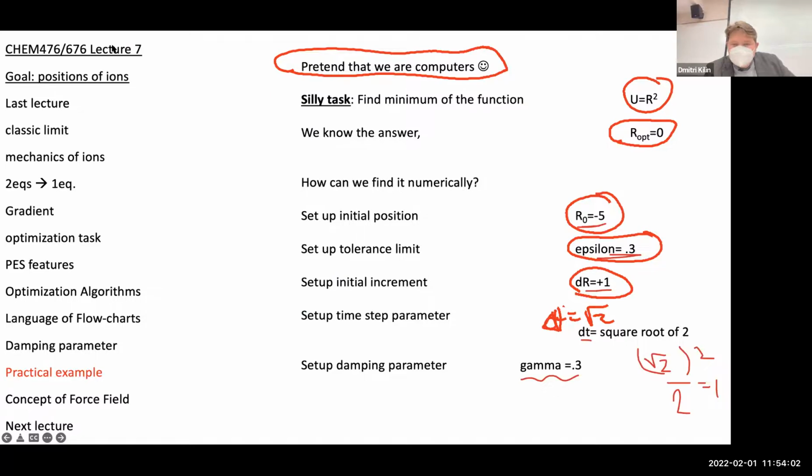So here I suggest some parameters. Initial r naught will be -5. The criterion, let's put it 0.3. Initial increment of position +1. Time increment square root of 2. It's made intentional so that t squared over 2 will be equal to 1. And the gamma parameter, let's make it 0.3.